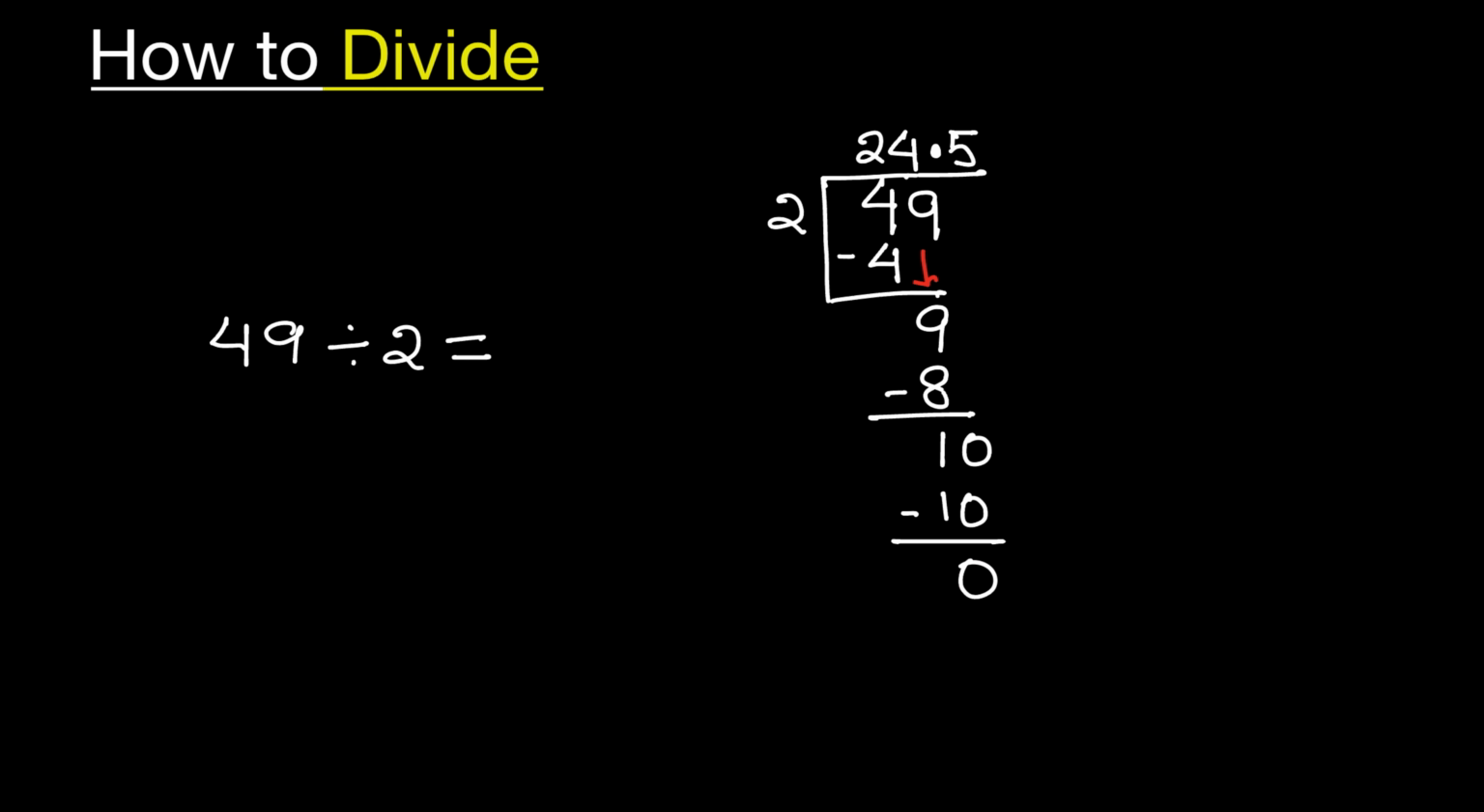As we have got the number 0 and we have no number to bring down here, that is why we need to stop. Therefore, 49 divided by 2 is equal to 24.5. And this is our final answer.